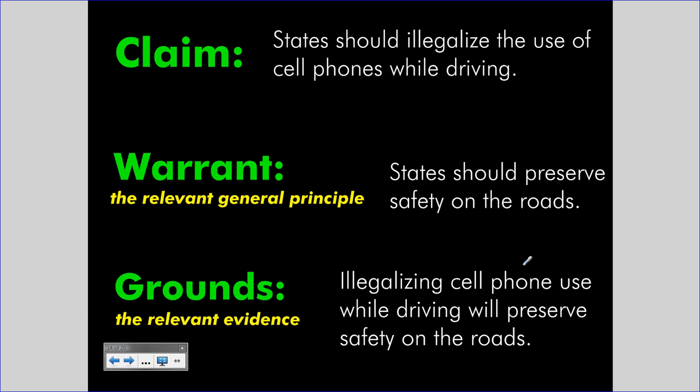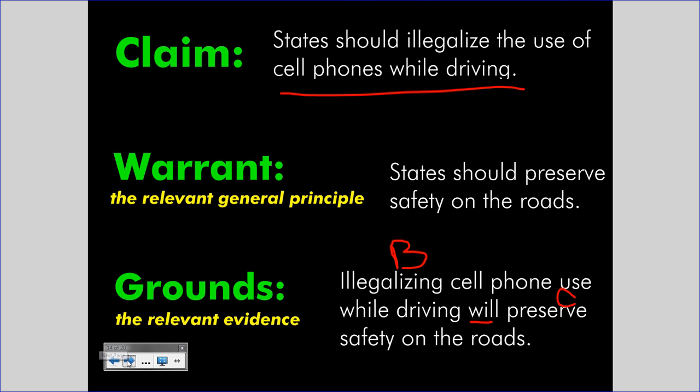So let's see how I used it in the grounds. Illegalizing cell phone use while driving will preserve safety on the roads. There's my B. There's the word will. And here I have my value or my warrant, and that is C. So I've used a formula: the A and the B and the C relationship using should and non-should verbs, placing them in the correct positions. It's almost a mathematical formula for constructing sentences. So follow the formula properly and you can go from student example here to the full Toulmin model.